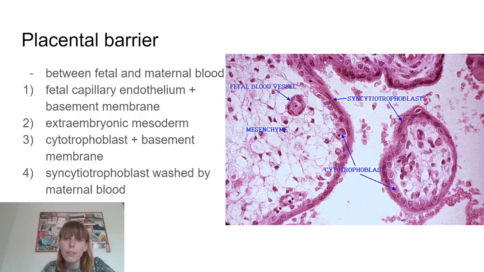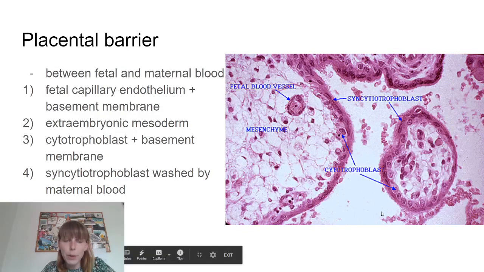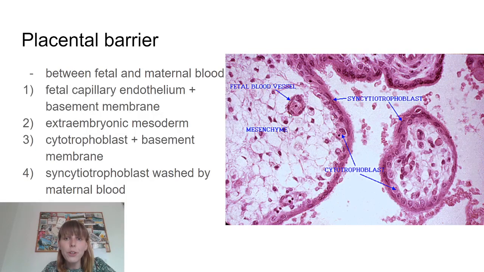And so first of all, if for example, the blood components and carbon dioxide need to go from the fetal blood to the maternal part, they will first need to cross the endothelium of the fetal blood vessel. So typically a capillary. So endothelium is the first layer that we have to cross. And then, of course, the basement membrane of the fetal capillary endothelium. Then all of this loose tissue is the extra embryonic mesoderm. So extra embryonic mesoderm or mesenchyme is this loose tissue.